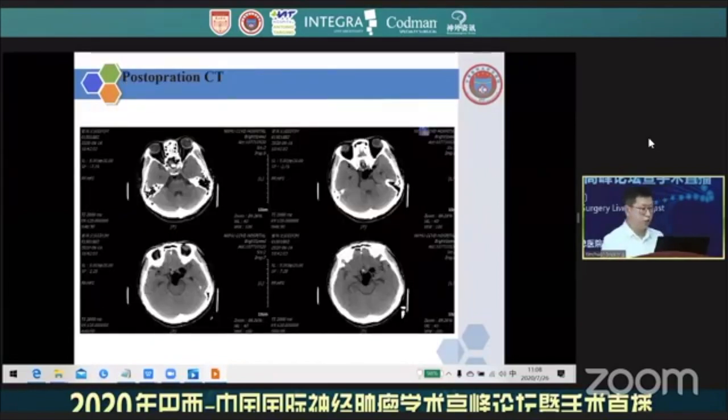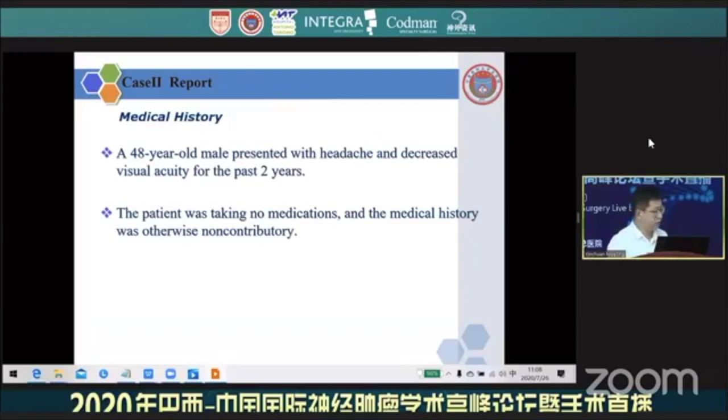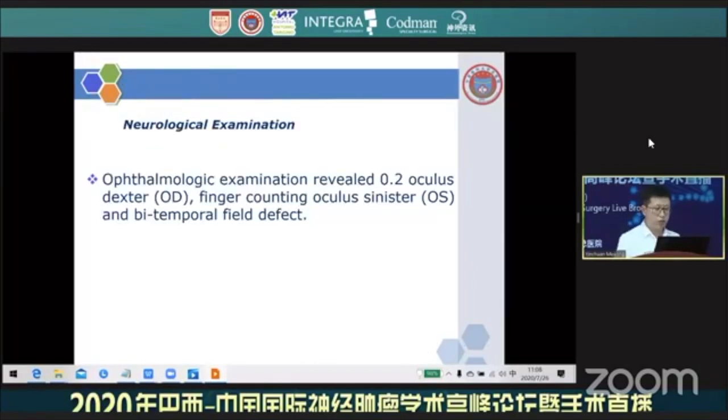This is the post-operation CT scan, which shows the tumor was totally removed. And the histological examination showed the diagnosis was craniopharyngioma. And the second patient was a 48-year-old male, presented with headache and decreased visual activity for the past 2 years. The ophthalmological examination revealed 0.2 in the right eye, finger counting in the left eye, and bitemporal field defect.